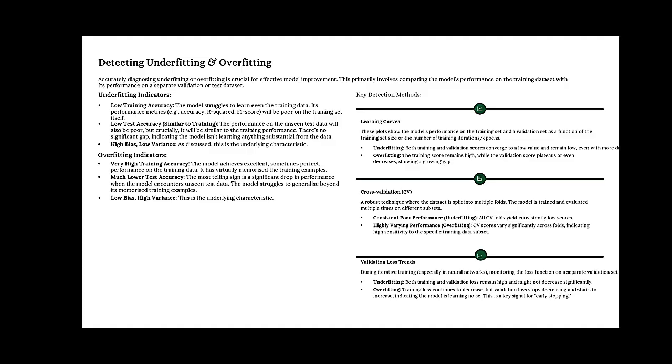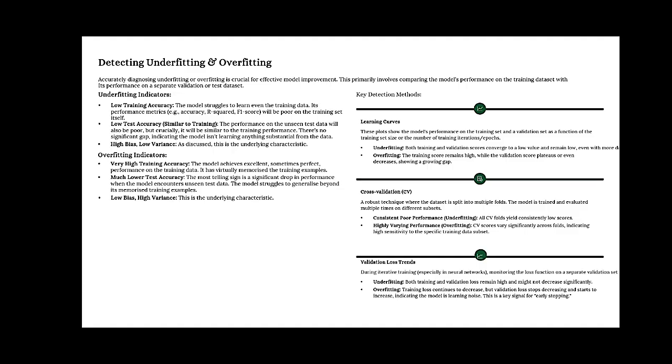And cross-validation. This robust technique trains the model on multiple subsets of data. Consistent poor performance across all folds points to underfitting. Highly varying performance across folds suggests overfitting, as the model is too sensitive to the specific training subset.